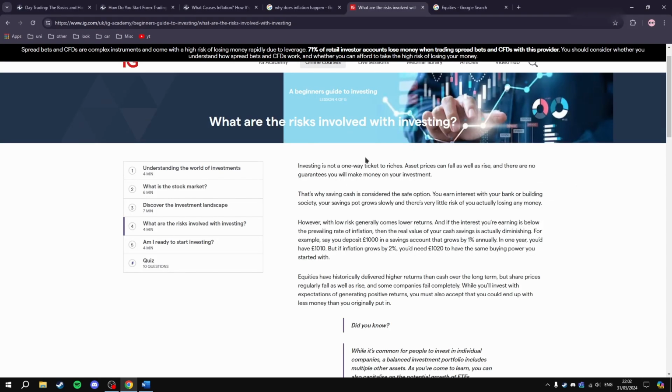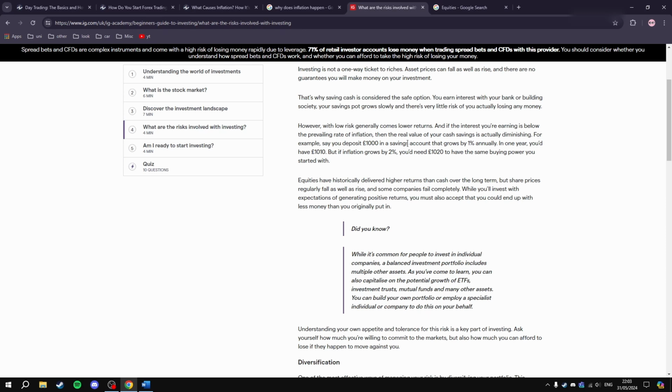Investing is not a one-way ticket to the riches. Asset prices can fall as well as rise, and there are no guarantees that you will make money on your investments. That's why saving cash is considered a safe option. You earn interest with your bank or building society, your savings pot grows slowly, and there's very little risk of you actually losing any money.